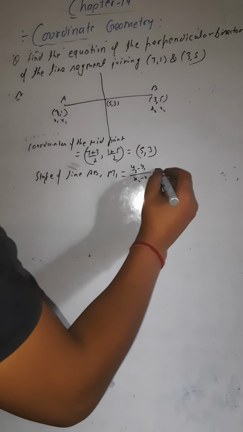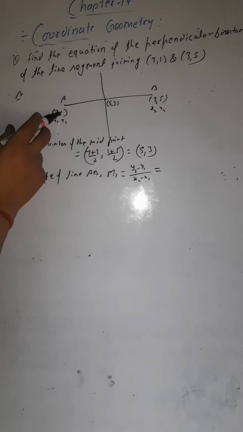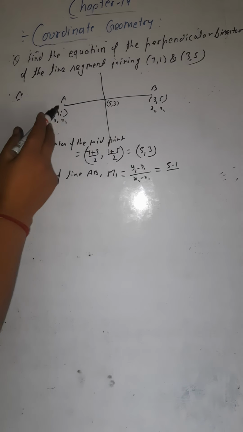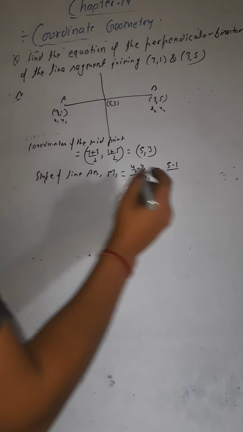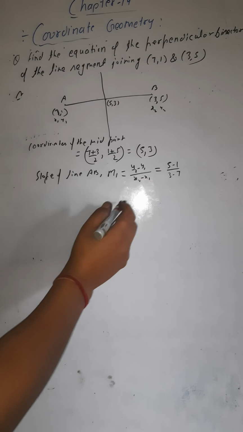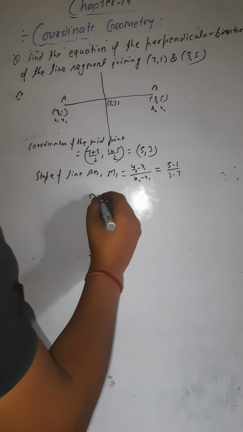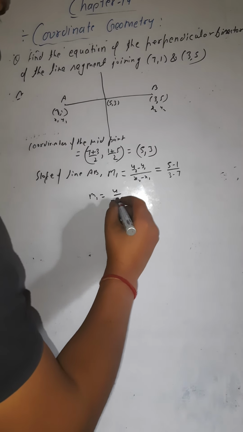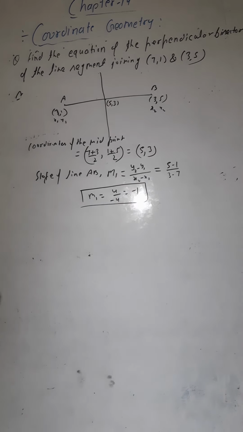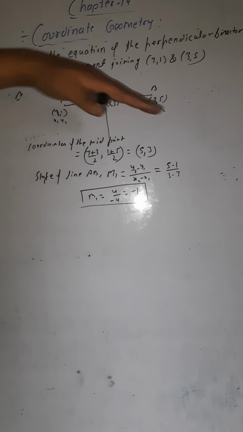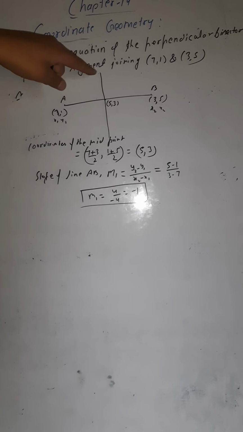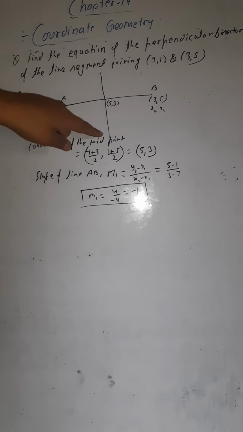So let's find it. y2 minus y1 is 5 minus 1, and x2 minus x1 is 3 minus 7. 5 minus 1 is 4, and 3 minus 7 is minus 4. So m1 will be 4 by minus 4, and the answer is minus 1. So m1 is minus 1, the slope of line AB. Now what would be the slope of the second line, the perpendicular bisector?